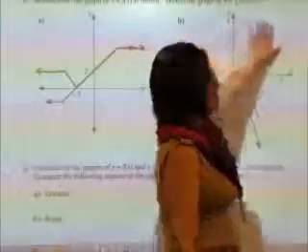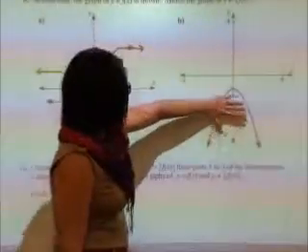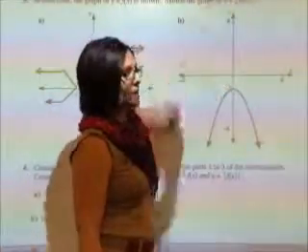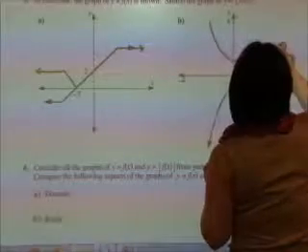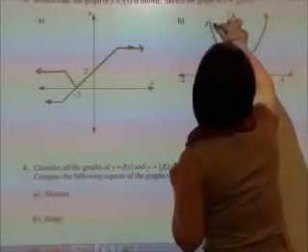So if I look at B, there is nothing above the x-axis, so nothing would stay the same. All of this would reflect up. So if it reflects up, it's going to look something like that.